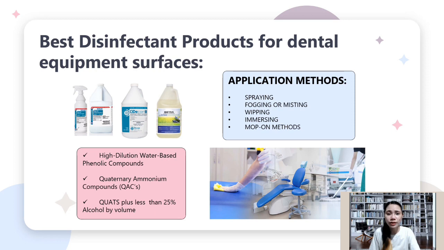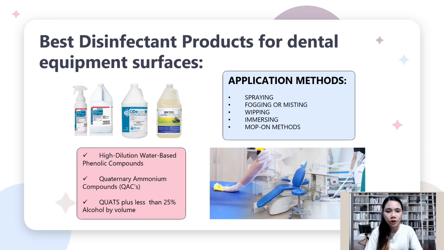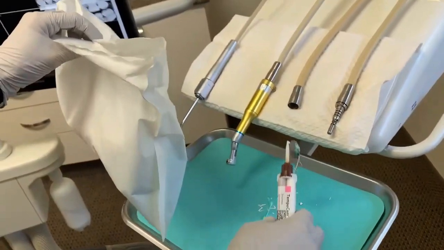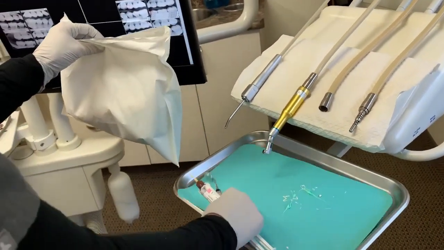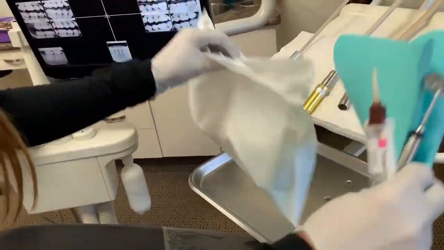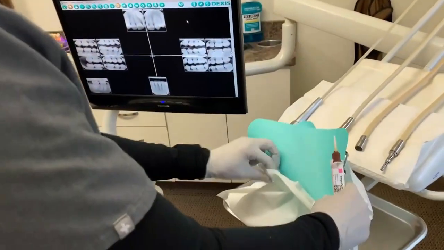But disinfecting would not just end by spraying, wiping, or misting only. So aside from using impervious disposable barriers on dental chair surfaces, cleaning and disinfection after every patient is also highly recommended. After the patient has left the laboratory, it's time to take care of those contaminated instruments and disinfect the unit. Now, the question is, how?